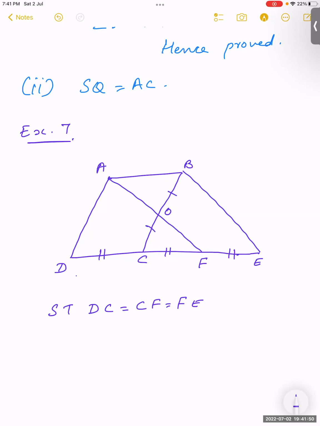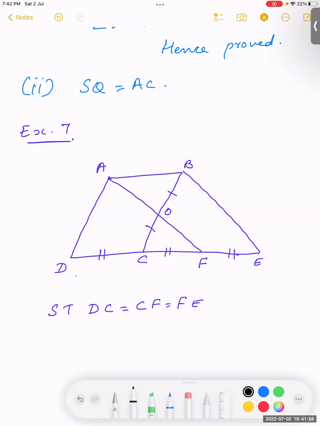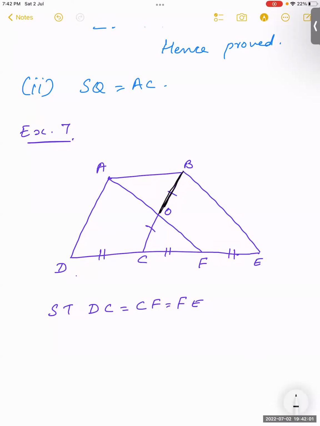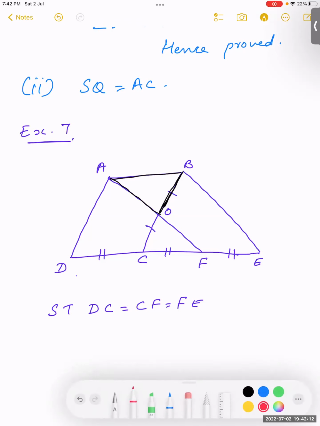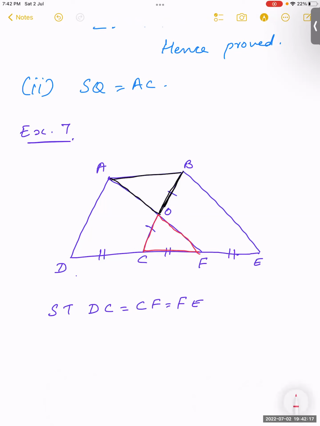We are just trying to figure out the CF part. So what is it? Just pick up the triangles. Which triangles? ABO, this ABO triangle, and that other small triangle, CFO. Okay, so these two triangles are what I'm going to consider. What information do you know from these two triangles, ABO and CFO?